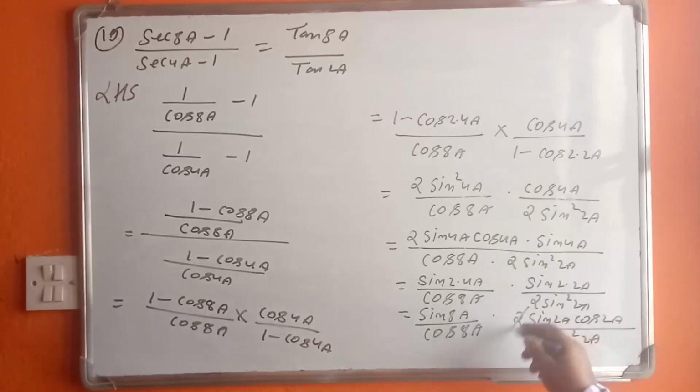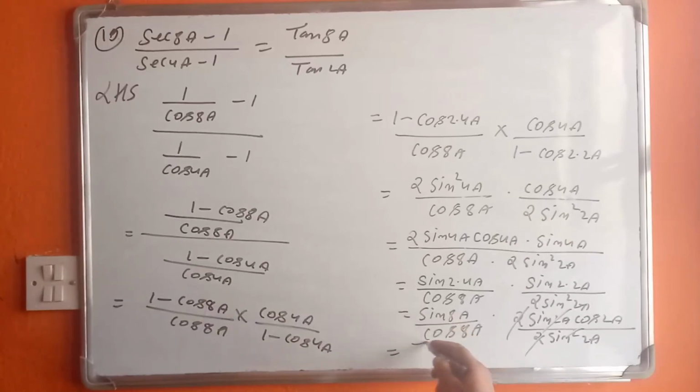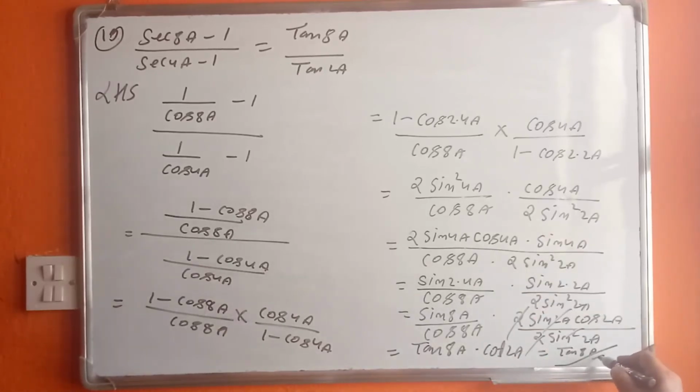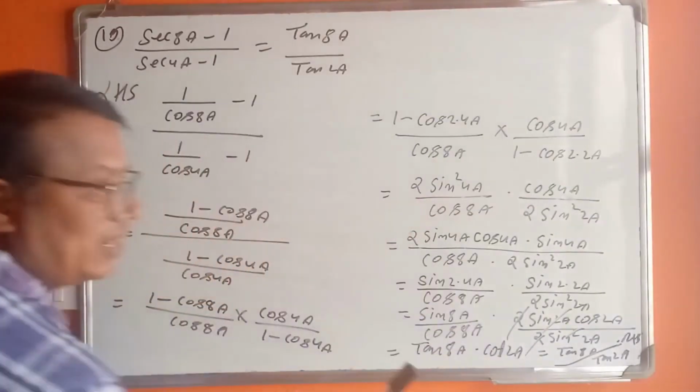Now last step, the 2 cancels, and sine square also cancels. The answer is sin 8a by cos 8a, that is tan 8a. And cos 2a by sin 2a means cot 2a. Then the last step, tan 8a by cot 2a means tan 8a by 1 by tan 2a. So tan 8a by tan 2a is proved. Clear? Once again I'll explain.